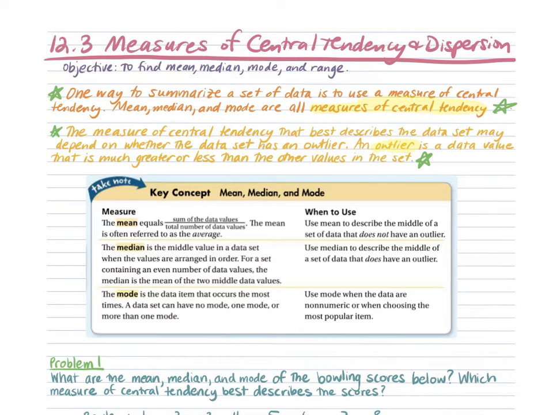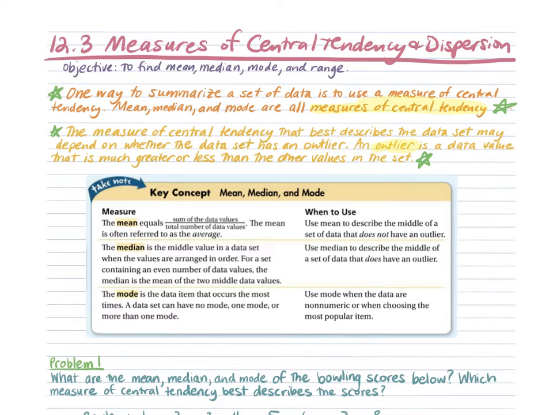Okay, this is the video lesson for Algebra 1D, lesson 12.3, measures of central tendency. So the objective here is to find mean, median, mode, and range. Actually, I don't think we actually get to range.